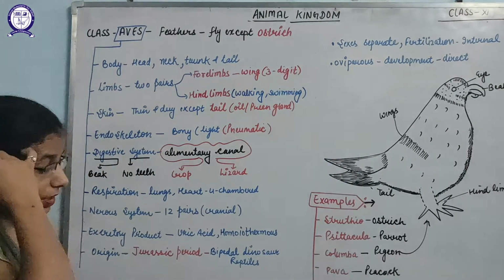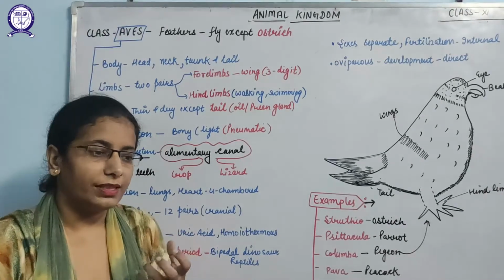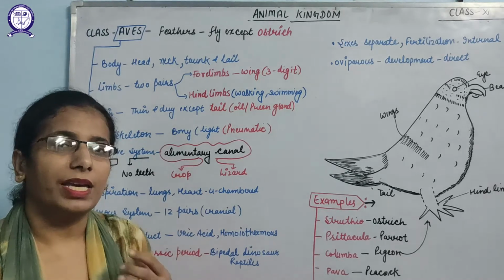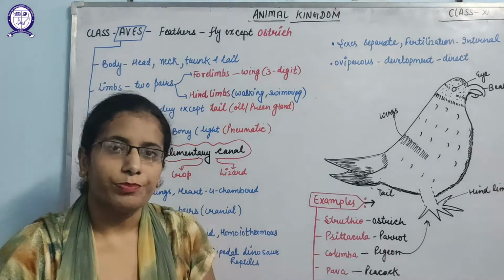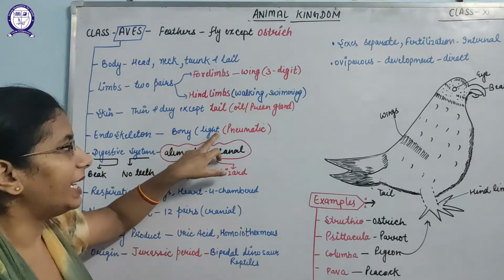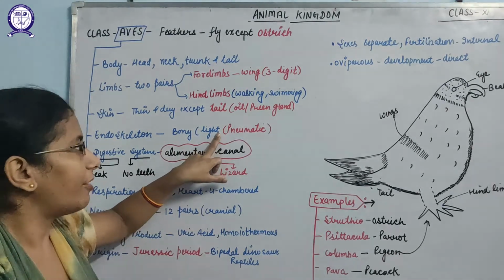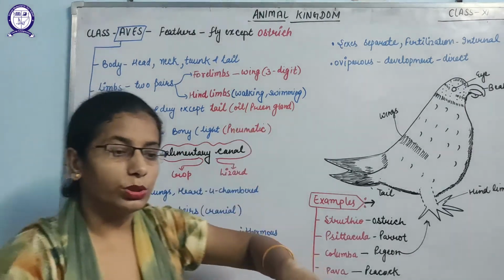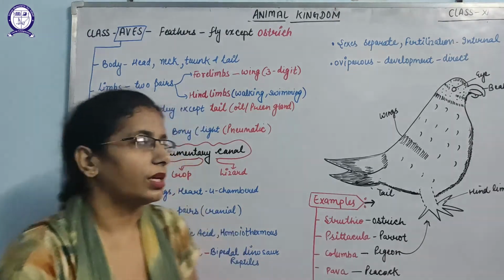If we discuss the endoskeleton, yes, the endoskeleton is made up of bones, but those bones are hollow inside. Why? Because they have air cavities, and these air cavities reduce the weight and make them light. So I have mentioned here, bones are light in weight due to the presence of air cavities, and that is why these bones are known as pneumatic. And due to the less weight of the bones, that helps them to fly in the sky.